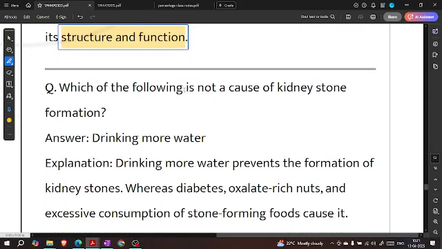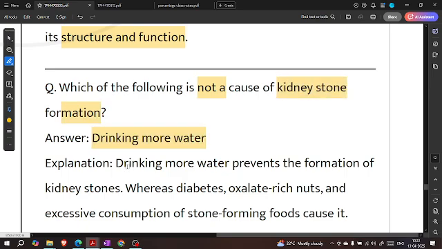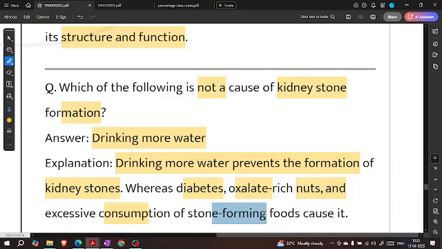Which of the following is not a cause of kidney stone formation? Drinking more water. Drinking more water prevents the formation of kidney stones, whereas diabetes, oxalate-rich nuts, and excessive consumption of stone-forming fruit cause it.